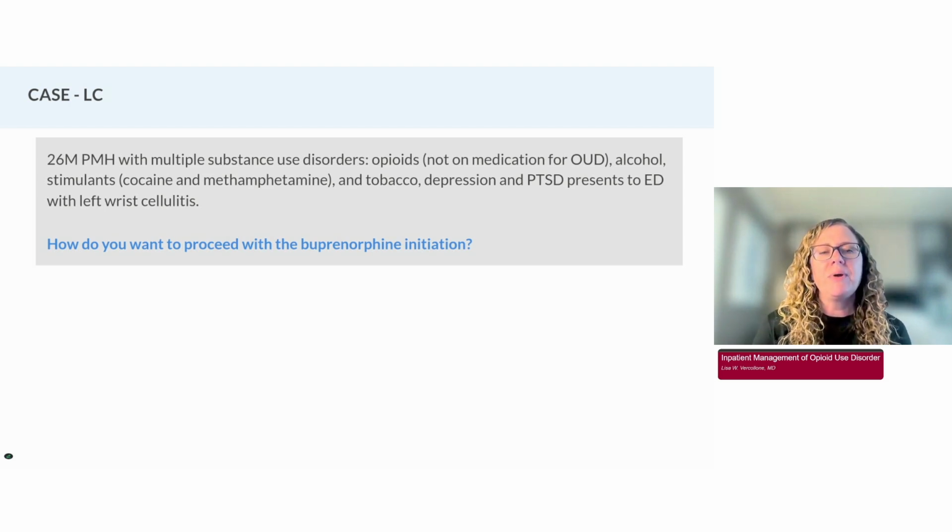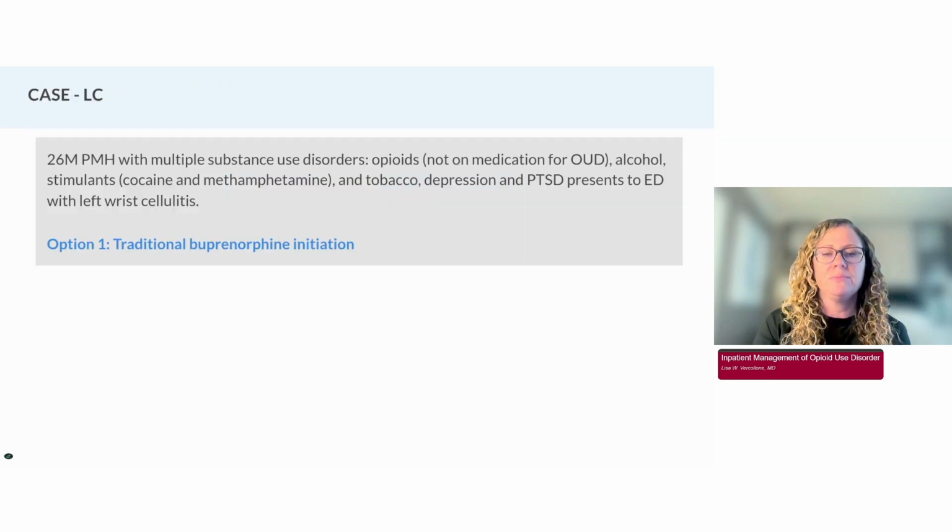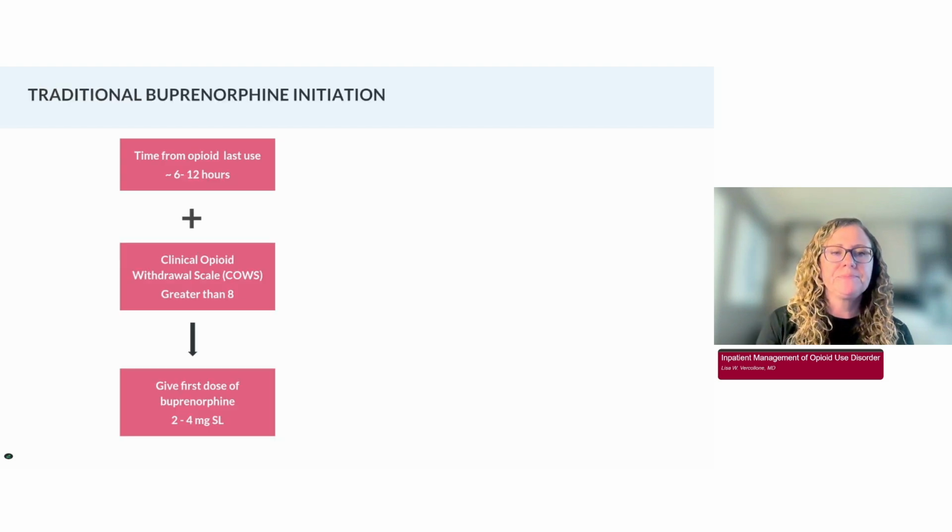So how do we want to proceed with the buprenorphine initiation in this patient? We have 3 ways we can do this. We can do a traditional approach, we can do a low-dose approach, and we can do a high-dose approach. Let's start off with the traditional approach and see how our patient responds.